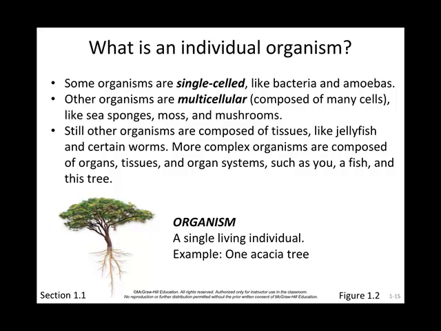An individual organism comes in various forms. There are ones that are single-celled, like bacteria and amoeba, and then there are organisms that are multicellular, or composed of many cells. You're probably more familiar with these types of organisms, ones like animals, plants, and mushrooms. There are even organisms that are composed of mainly tissues, ones like jellyfish and worms. More complex organisms like you and me have organs, tissues, and organ systems.